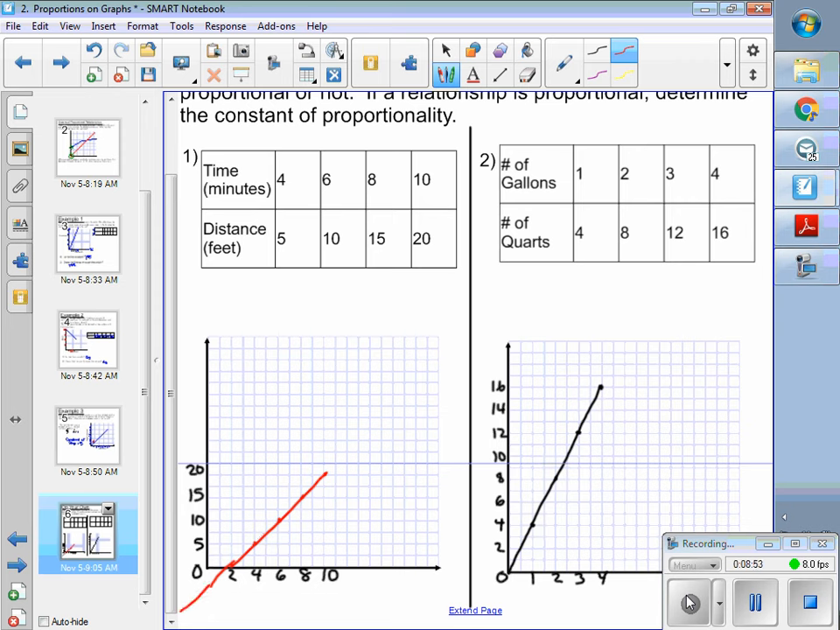So it is not going to go through the origin. So it is linear, yes, but it is not going through 0, 0, or the origin. No origin. So no constant of proportionality, right? Okay.